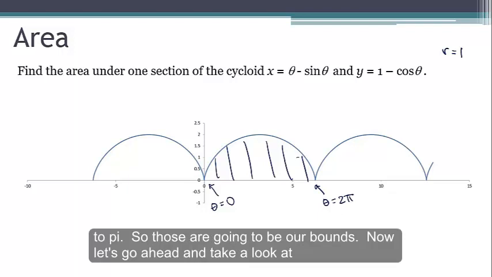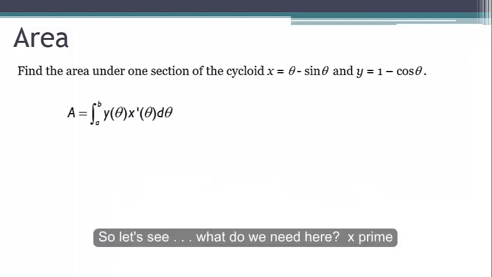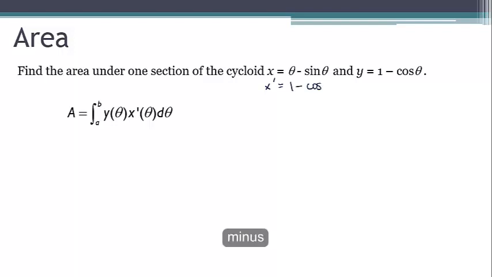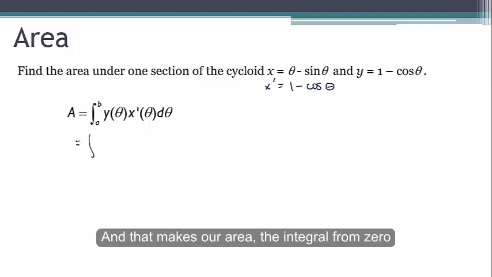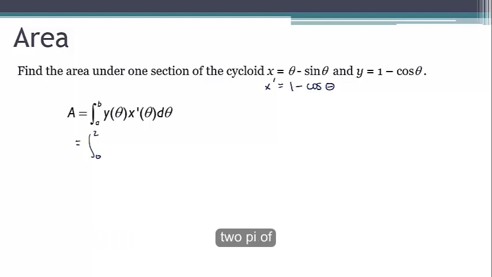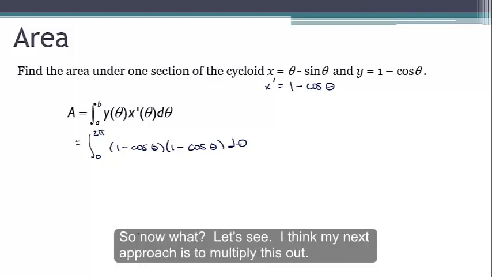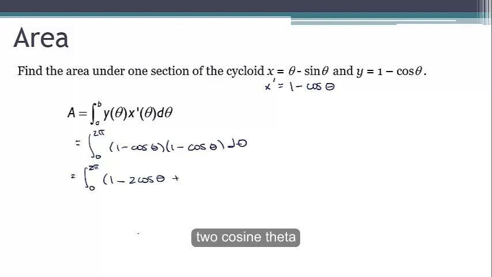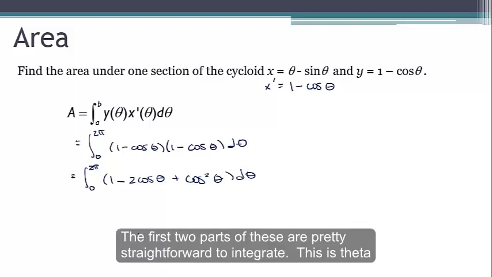All right, so now let's take a look at our formula. What do we need here? X prime, remember this is differentiating with respect to theta, so this is 1 minus cosine theta. That makes our area the integral from 0 to 2 pi, 1 minus cosine theta times 1 minus cosine theta d theta. All right, so now what? I think my next approach here is to multiply this out. This is the integral from 0 to 2 pi of 1 minus 2 cosine theta plus cosine squared theta d theta. And the first two parts of these are pretty straightforward to integrate.